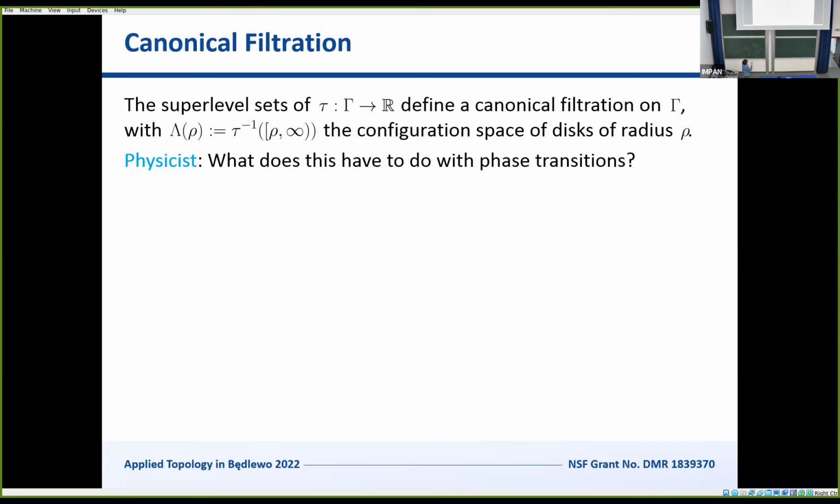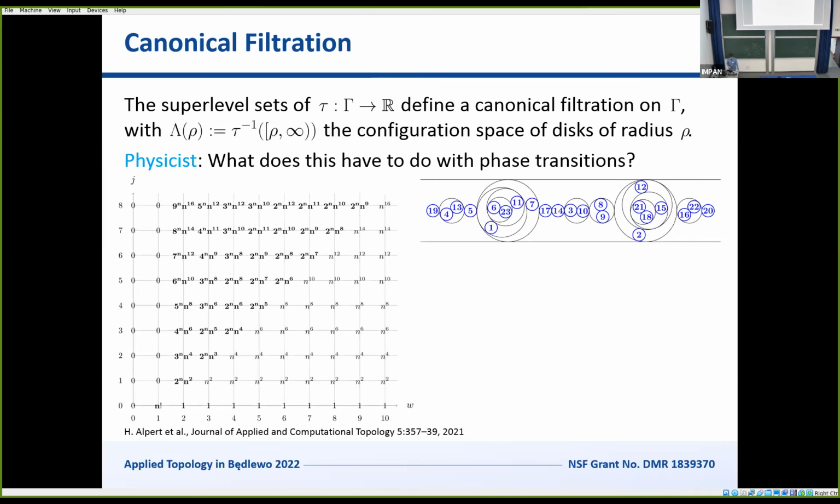And so now the physicist in the room who's losing patience says, well, what does this have to do with phase transitions? You said there were going to be phase transitions. And then I say, okay, well, there's this paper. So this is by Hannah Alpert and Matt Kahle and Bob MacPherson. And it was published very recently, I think in the last year. They finally finished it because there was some very delicate stuff that they were doing.